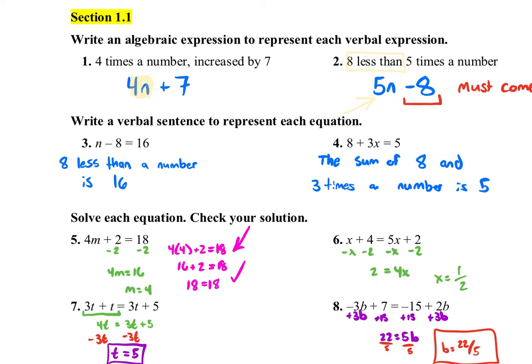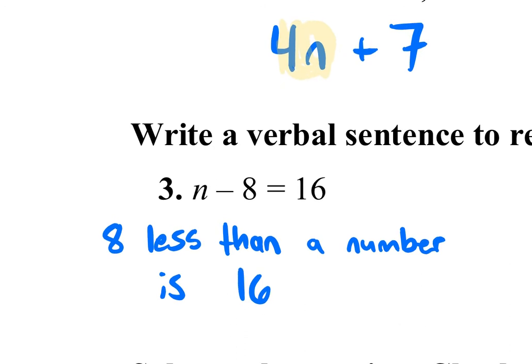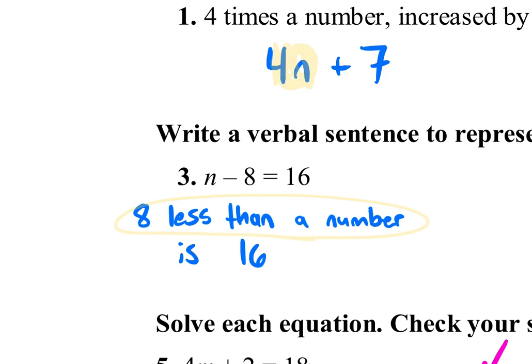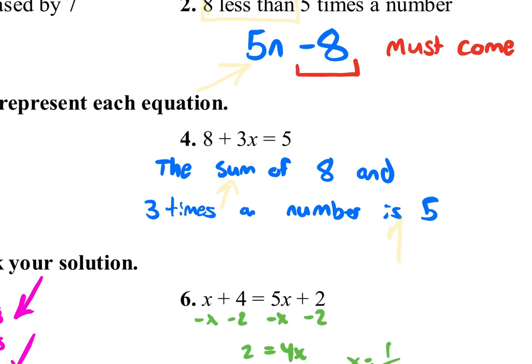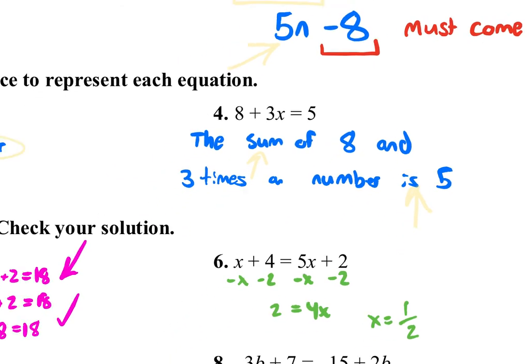3 and 4 is the same concept, except bringing in an equation. You don't have to say 8 less than a number right there. You could have said a number subtract 8, or the difference of a number and 8. All those work. This one here, I used sum. You could have said added, or any of the words that mean addition. For 8 and 3 times a number, and "is equal to", you could say is equal to, if you wanted, 5.